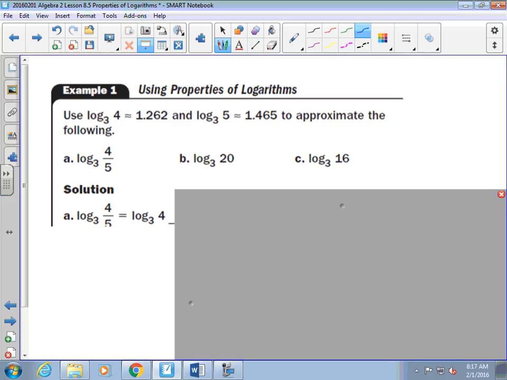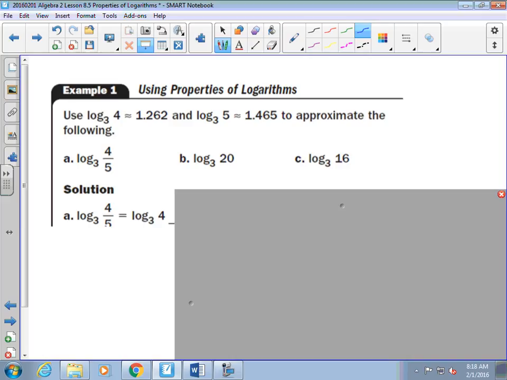In the instructions, it tells you to use log base 3 of 4 is approximately equal to 1.262, and log base 3 of 5 is approximately 1.465. If you punch those into your calculators, you'll get those numbers. And again, it's approximating because it's only giving you 3 digits after the decimal. It tells you to approximate the following number.